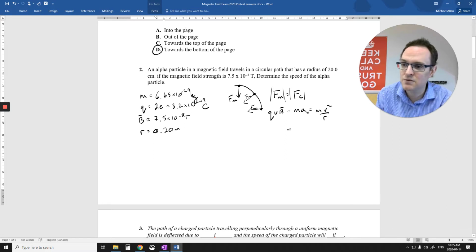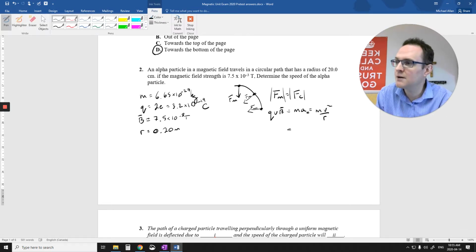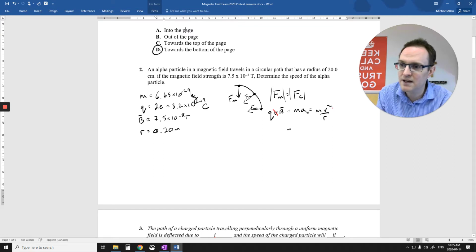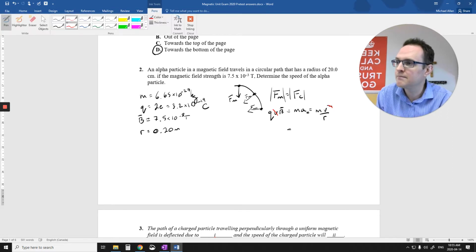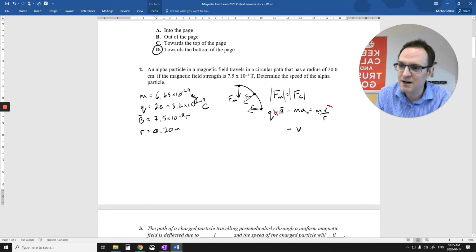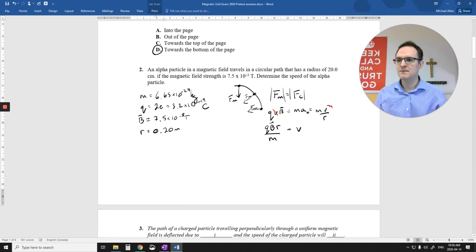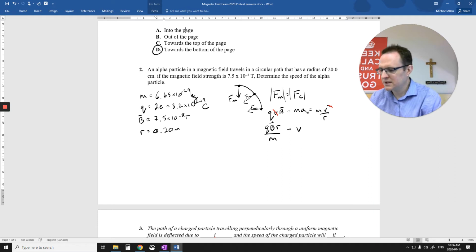So I'm going to slightly rearrange this. One of the V's will cancel out with the V up there, which allows me to have the V by itself on this side. I'm going to multiply the R over to this side and divide the mass down to the other side. So we got V equals QBR over M. Looking pretty good. So just pull out your calculator here and type it all in. Hopefully I don't make a mistake. It should be okay.